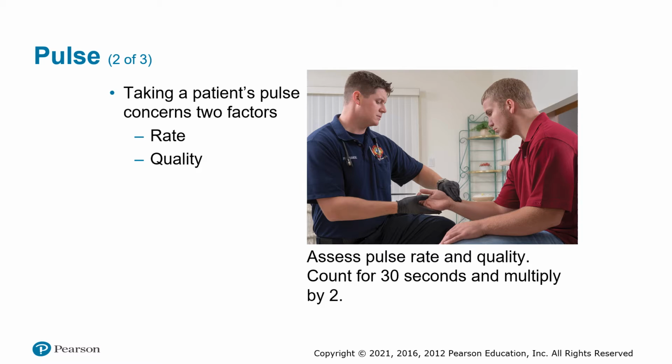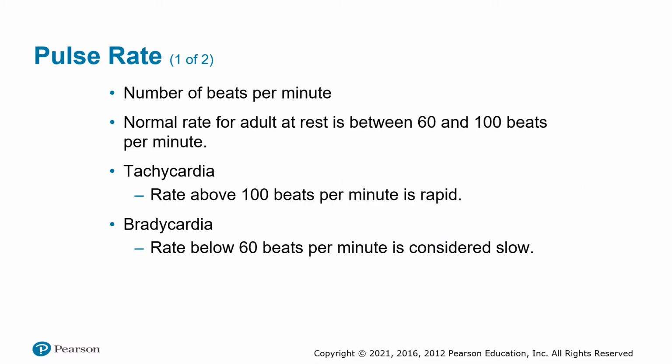When we're taking a pulse, we want to consider two factors, rate and quality. When we assess rate, we count for 30 seconds and multiply by 2. You can count for 15 seconds and multiply by 4. Just kind of depends on how you're going to get there. So the pulse rate is the number of beats per minute. Normal rate for an adult at rest is 60 to 100 beats per minute. Tachycardia is anything above 100, and bradycardia is anything below 60.